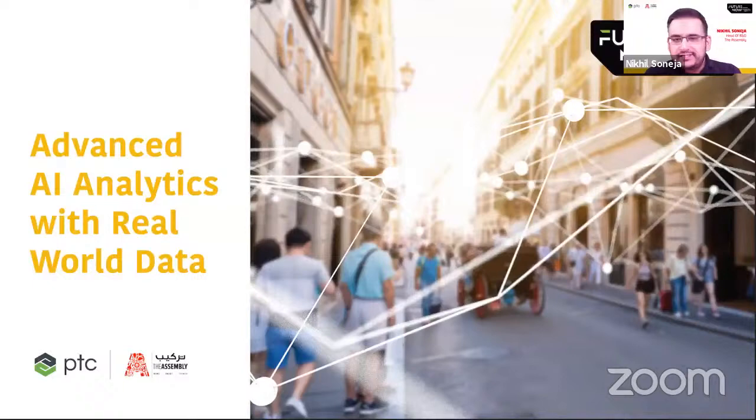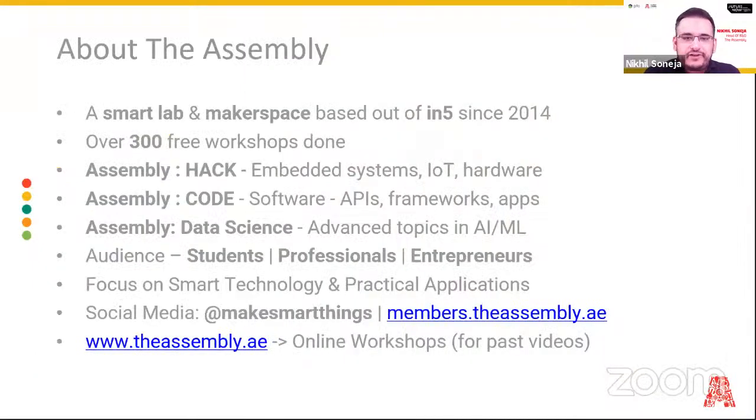Okay, so before we get started, let's just have a little bit of a look at the assembly. Most of you would have heard of it, obviously, through us. So I'm guessing you already have a little bit of an idea, but just to give you a bit more in case you haven't. We are a smart lab and makerspace based out of In5 in Dubai, Dubai Knowledge Park since 2014. We keep doing free workshops for the community, including workshops like this, where we partner up with people like Etisalat and other tech giants.